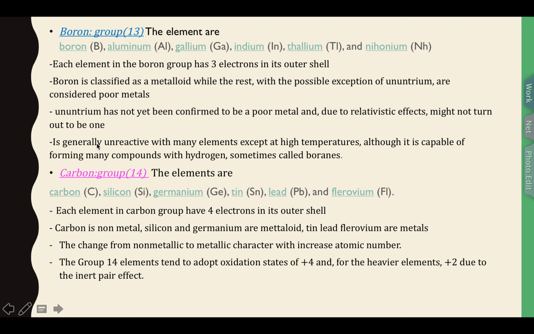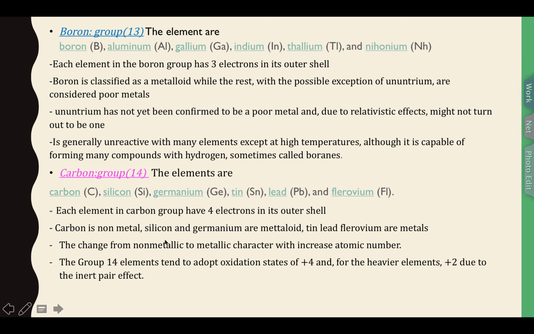So let's go to group 14, which is the carbon group. It consists of carbon, silicon, germanium, tin, lead, and flerovium. Each element in the carbon group has 4 electrons in its outer shell. Carbon is of course non-metallic, silicon and germanium are metalloids, and tin, lead, and flerovium are metallic. The change from non-metallic to metallic increases with atomic number.